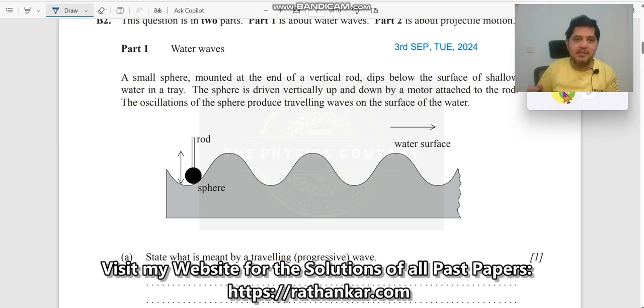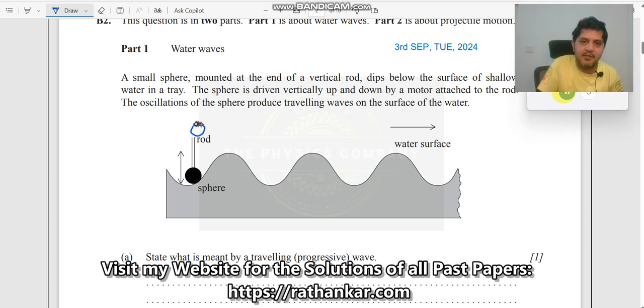A small sphere mounted at the end of a vertical rod dips below the surface of shallow water. There is a water wave going on like this, and there is a rod which has been dipped over here. As the water wave goes upwards, the rod will go upwards. The sphere is driven up and down by a motor attached to the rod. The motor will start rotating like this, and oscillations of the sphere produce traveling waves.